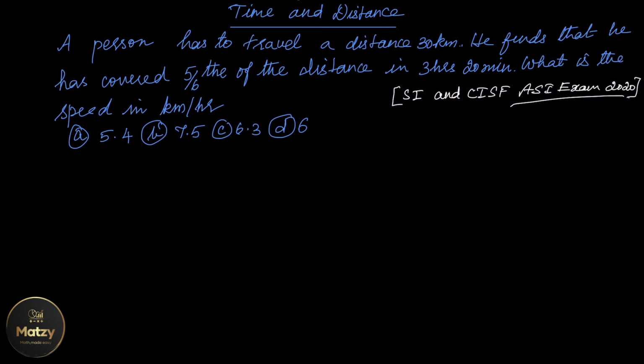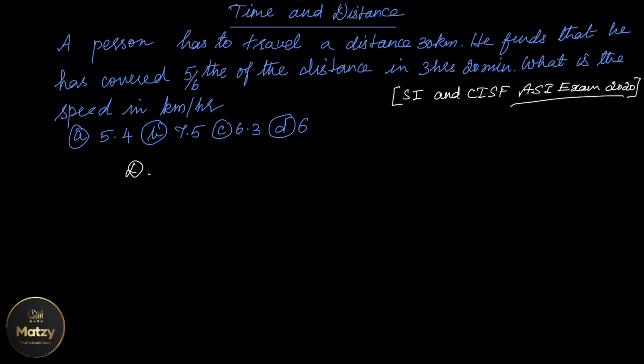A person has to travel a distance of 30 kilometers. He finds that he has covered 5/6 of the distance in 3 hours 20 minutes. What is the speed in kilometer per hour? That is the question. See, he has to travel 30 kilometers, but he covered 5/6.